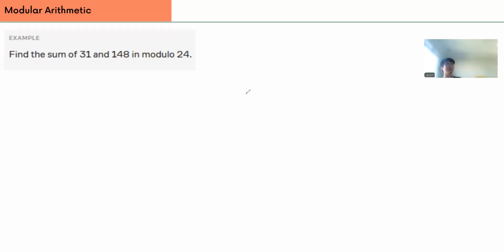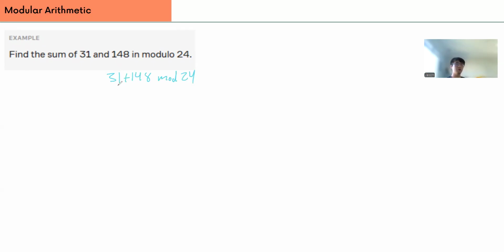try and use what we've learned and manipulate equations in certain mods, right? So here we want to calculate 31 plus 148 mod 24. Right? So what is this asking? It's asking, what is the remainder when we're dividing this by 24, right? And how do we solve this problem?